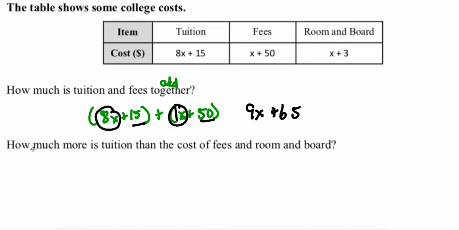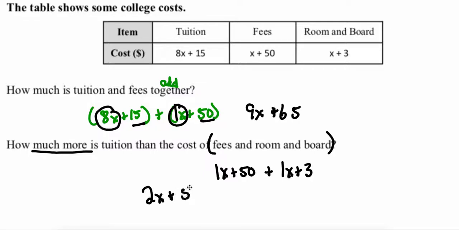Next one says how much more is tuition than the cost of fees and room and board. So in this case, I want to subtract away the cost of fees and room and board from tuition. So that's kind of like putting these two together. So let's find fees and room and board together. Fees are x plus 50. Room and board is x plus 3, and we want those together. So I want to add those together. So that's 1x plus 50 plus 1x plus 3. Combining like terms gives me 2x plus 53.